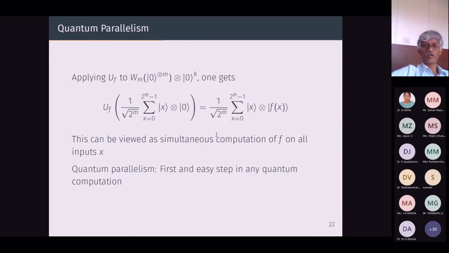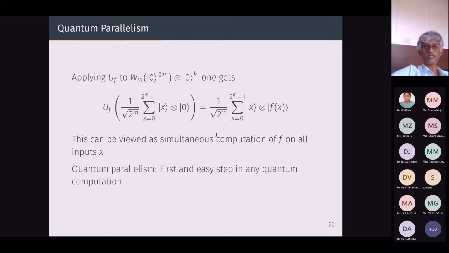So this U_f applied to the Walsh-Hadamard transform of ket 0 tensor power m, and then tensoring it with ket 0 tensor power k, will appear time and again. So I'll just state it here and keep recalling it when we discuss the algorithms. You take U_f of 1 by square root of 2^m summation x equal to 0 to 2^m minus 1 ket of x, which is the usual uniform superposition.